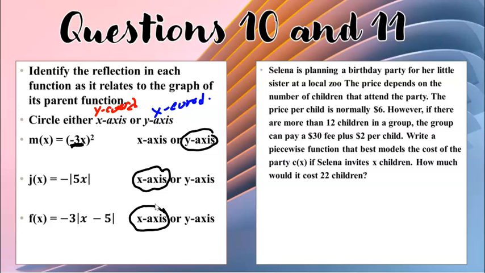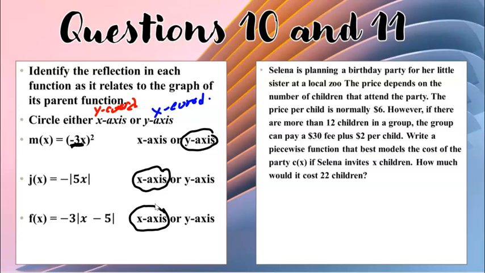Question 11. Selena is planning a birthday party for her little sister at a local zoo. The price depends on the number of children that attend the party. The price per child is normally $6. However, if there are more than 12 children in a group, the group can pay a $30 fee plus $2 per child. Write a piecewise function that best models the cost of the party C of x if Selena invites x children. And how much would it cost for 22 children?